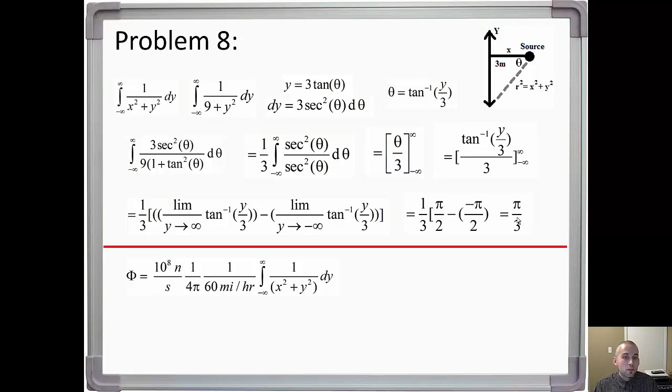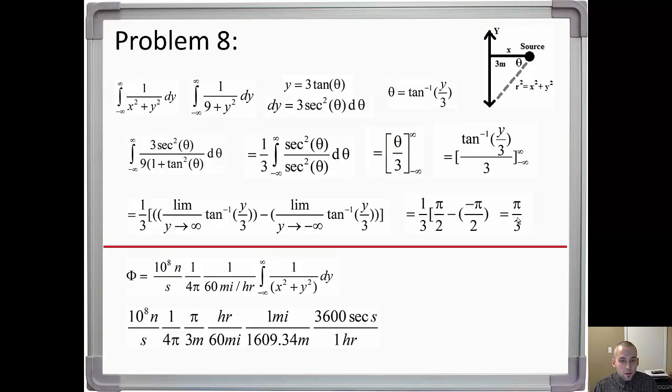So that's where we were before, subbing in the quantities. Now we can sub in that pi over 3. Everything is the same. There's the pi over 3 meters. There's the velocity, and we convert miles to meters and hours to seconds. That gives us a final answer of 3.11 times 10 to the 5 neutrons per meter squared.